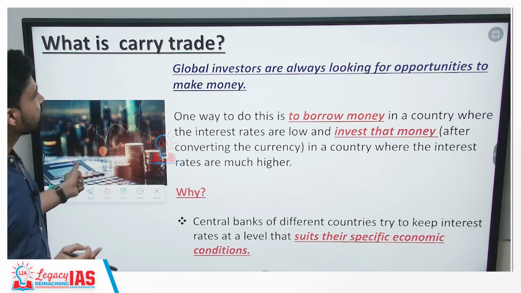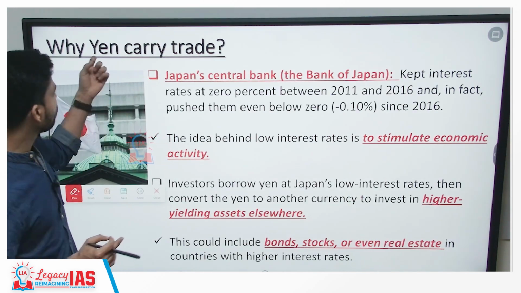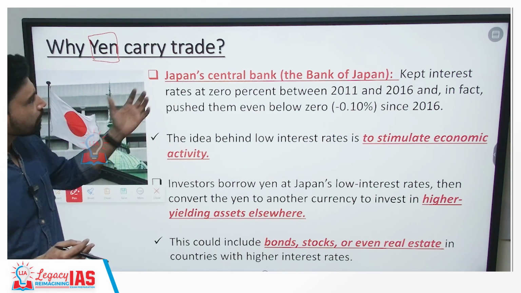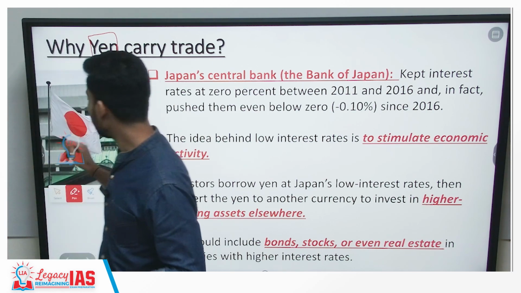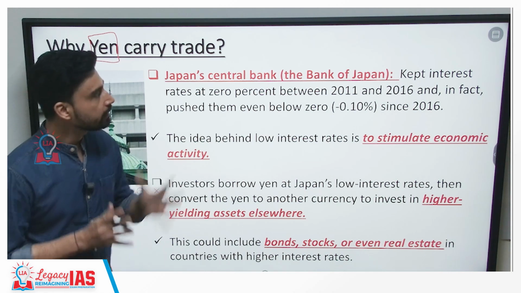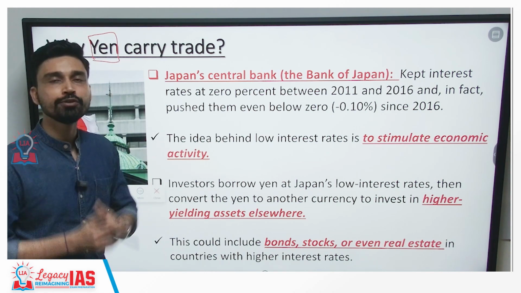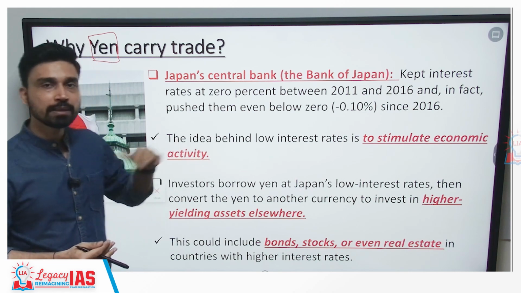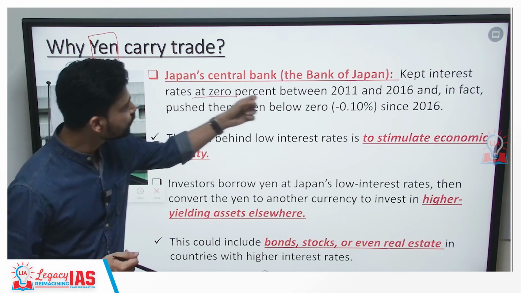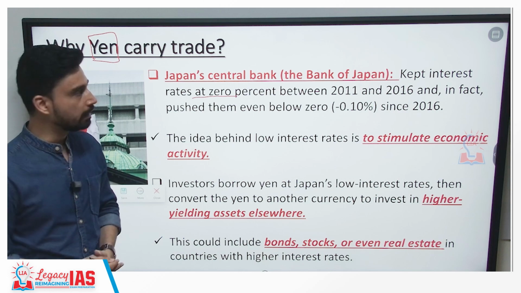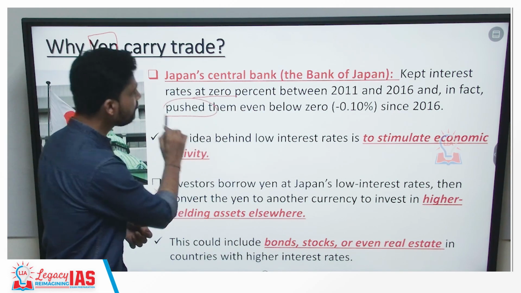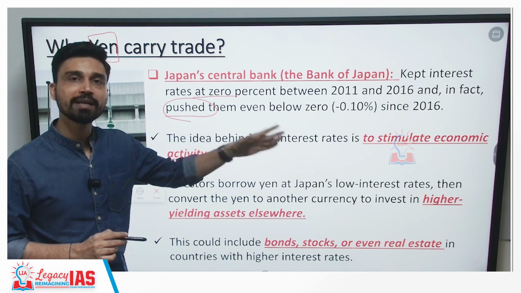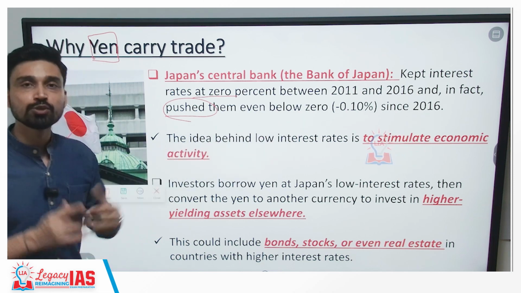Now, if we try to understand this by taking the example of Japan, because we are talking particularly about the yen carry trade. Japan's central bank, also called the Bank of Japan, has historically kept interest rates very low, even going into negative territory and sometimes close to zero. The rates were at 0% between 2011 and 2016, and in fact the Bank of Japan pushed the interest rate even below zero, that is minus 0.10%, since 2016.